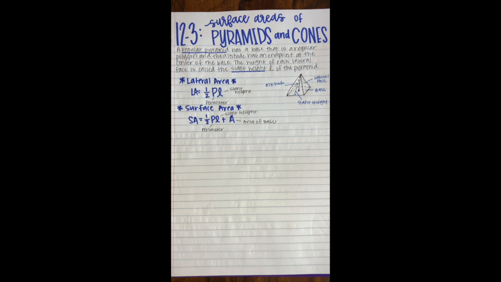And then we have our two formulas here, lateral area and surface area. Lateral area is just 1/2 of the perimeter times the slant height. And surface area, again, is lateral area plus, but this time only one area of the base because there's only one base. So again, that will be 1/2 perimeter times slant height plus area of the base. Whatever the shape of that base is, find the area.